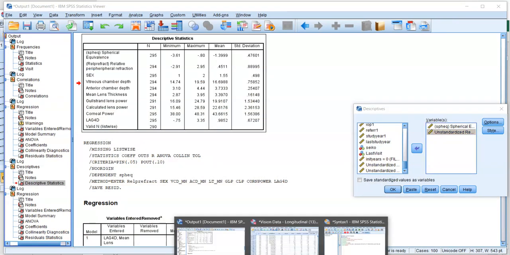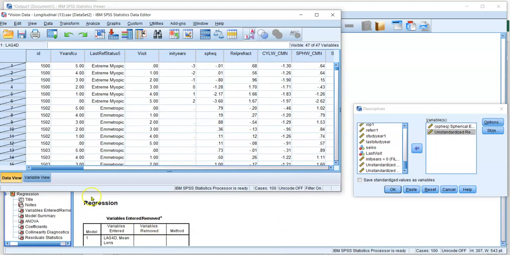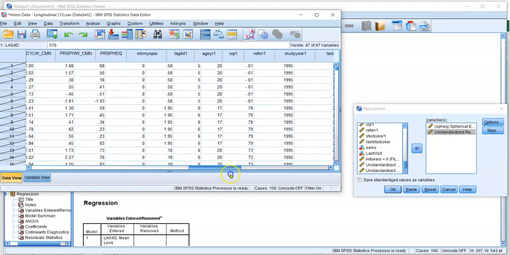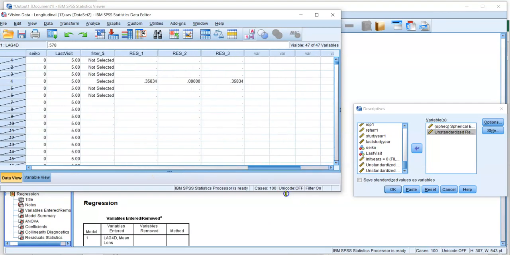So we have to go this way. Data. If we slide over to the end, here we've done this before. This was the last time. This was a practice run earlier. You can see that here's the residuals.